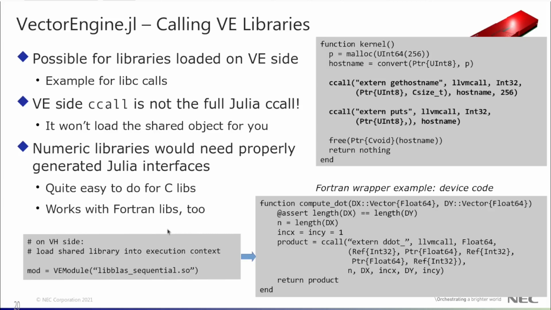Here's a Fortran example. In order to load the library, we need to call something like this. The VE module is loading the shared object into the vector engine's process space. And here we have a function that shall be called on the device side. The function compute_dot, being passed two vectors of float, is calling the ddot_ function from the BLAS library.